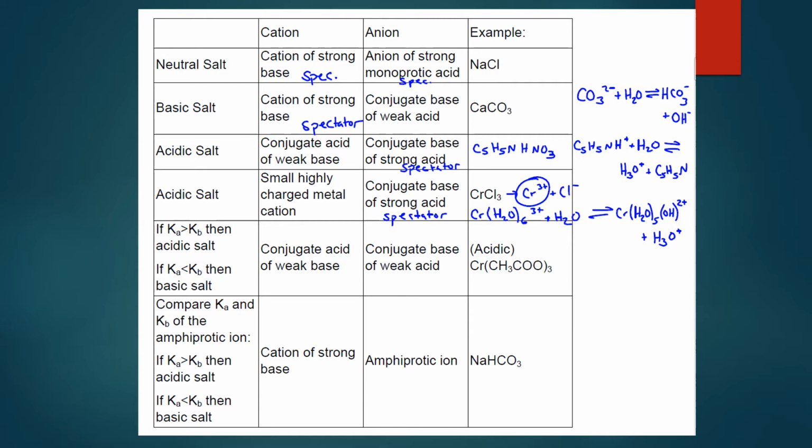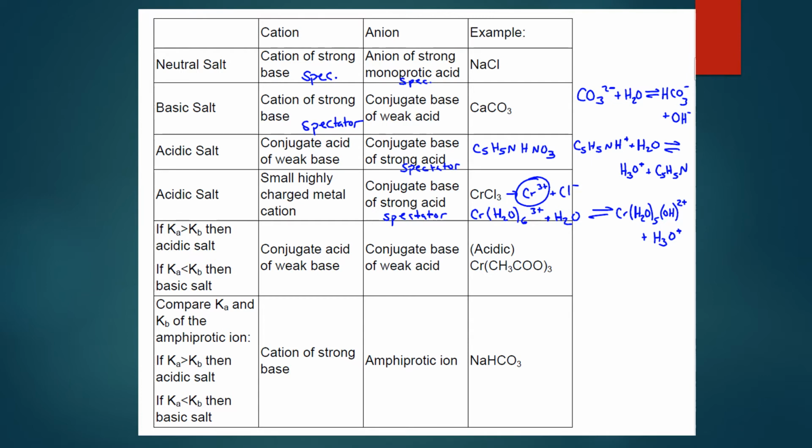What we do then is compare the Ka and the Kb value. So I'm going to look at the Ka value of the chromium ion, the hexaaquo chromium, and then I'm also going to look at the Kb. So I'll take Kw divided by the conjugate acid's Ka, and I'm going to compare that. So we'll do a few questions like that later on.